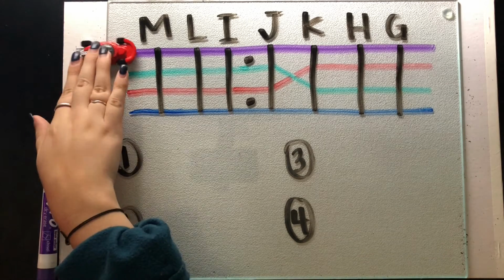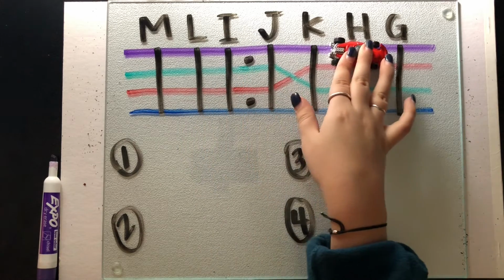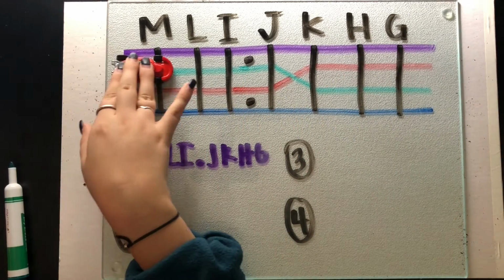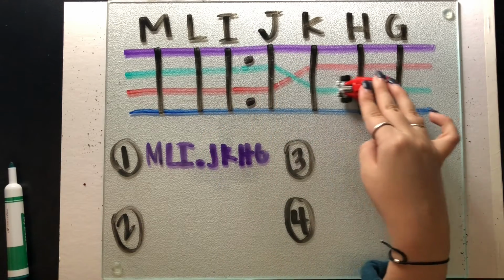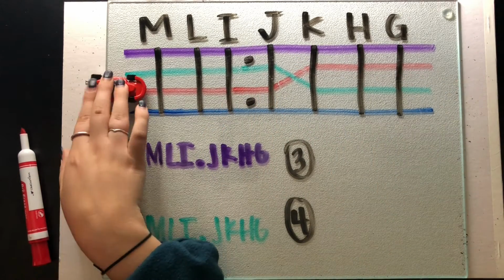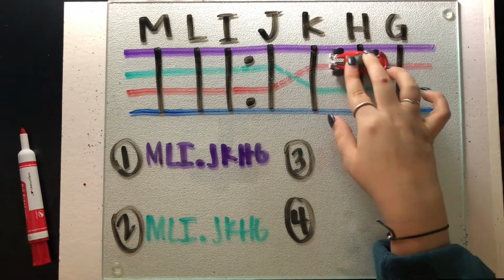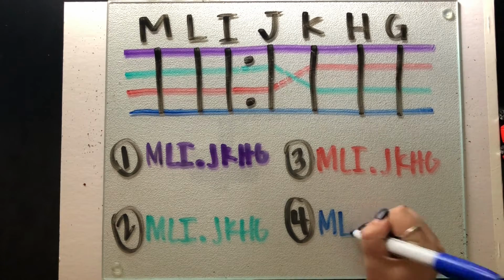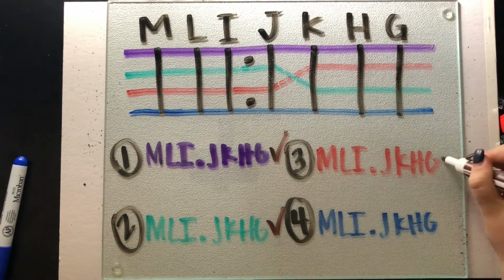So the first track, we will pass M, L, I, the centromere, J, K, H, and G. The second track, we will pass M, L, I, centromere, J, cross tracks, K, H, and G again. On the third track, we will pass M, L, I, centromere, J, cross tracks, K, H, and G. And unsurprisingly, the last track produces the exact same chromatid yet again. Because they all contain the original genes from the starting chromatids, they are all viable.